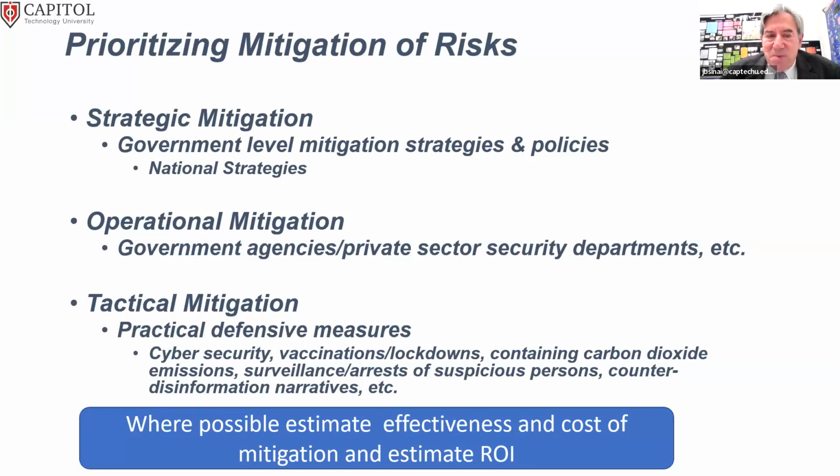Then you have mitigation that takes place at the tactical level, where practical defensive measures will be deployed, such as cybersecurity defensive systems, vaccinations, lockdowns, containing carbon dioxide emissions to reduce the risk of climate change, in terrorism, surveilling and arresting suspicious persons, coming up with counter-disinformation narratives to mitigate the risk of disinformation campaigns.